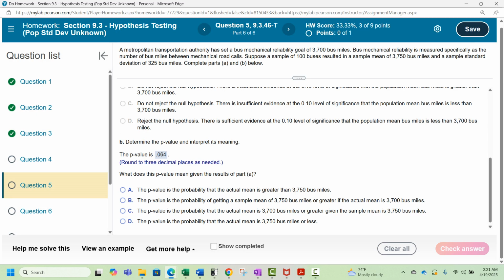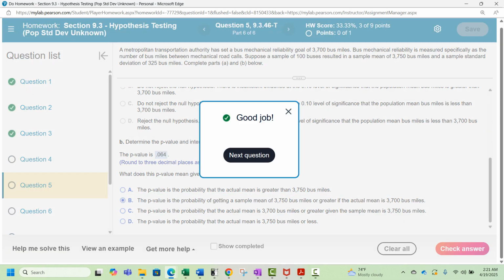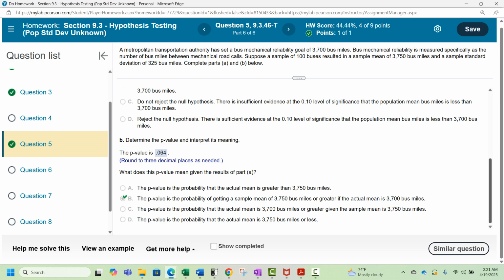Okay, I won't really ask this on a test, but when you see these in the homework, look for that wording. Don't worry about that as far as being on a test, but just pick the answer where it says probability of a sample mean that's actually greater than your sample mean if the actual mean is 3,700 miles. Now, of course, if it's a left tail test, it'll say less than, and I forgot what it'll say if it's two tail, but just look for that kind of wording. But I will not put that on a test. I guess that's completed now.